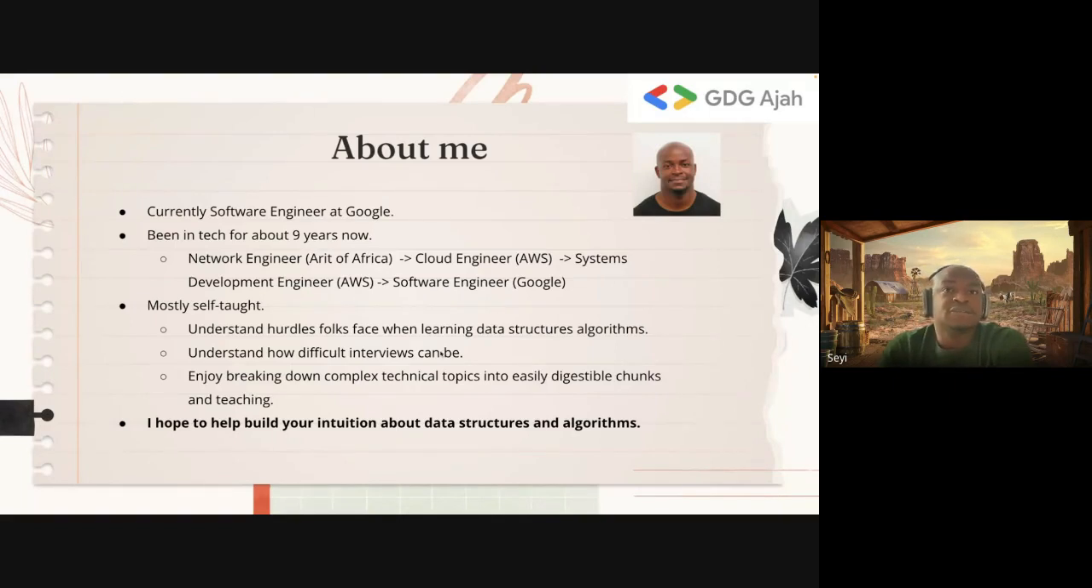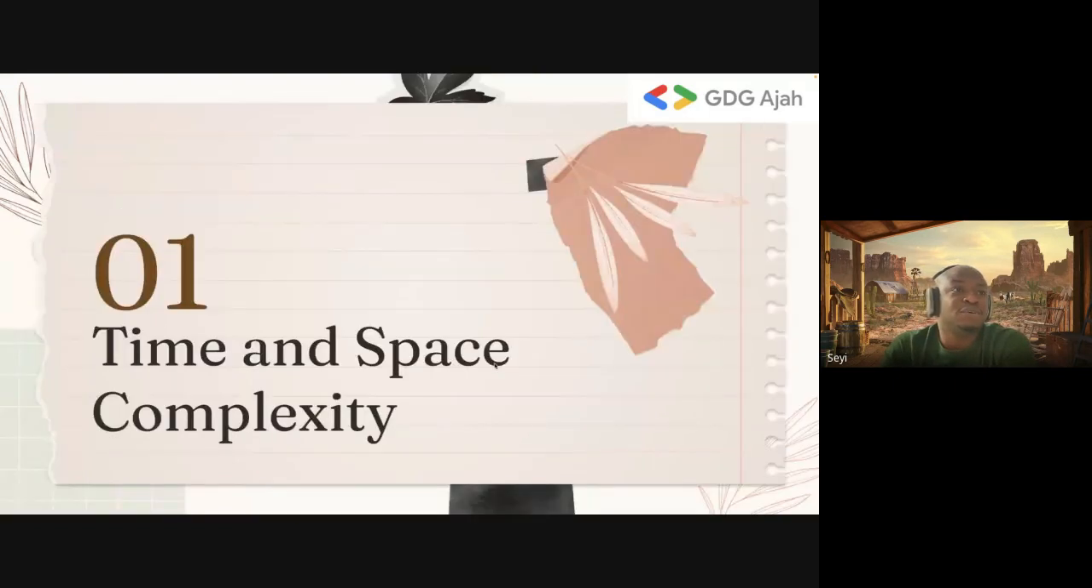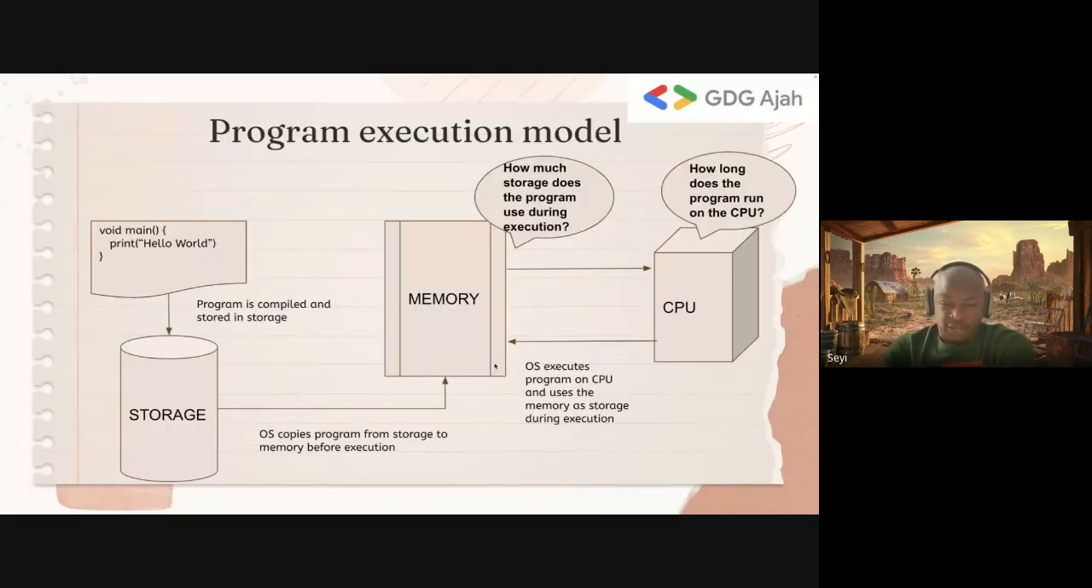Okay, so let's move forward to our first section, which is time and space complexity. I'm going to take us down memory lane to the computing execution model. The reason I'm doing this is I want us to get an intuitive sense of what is really going on and why we have to study time and space complexity.